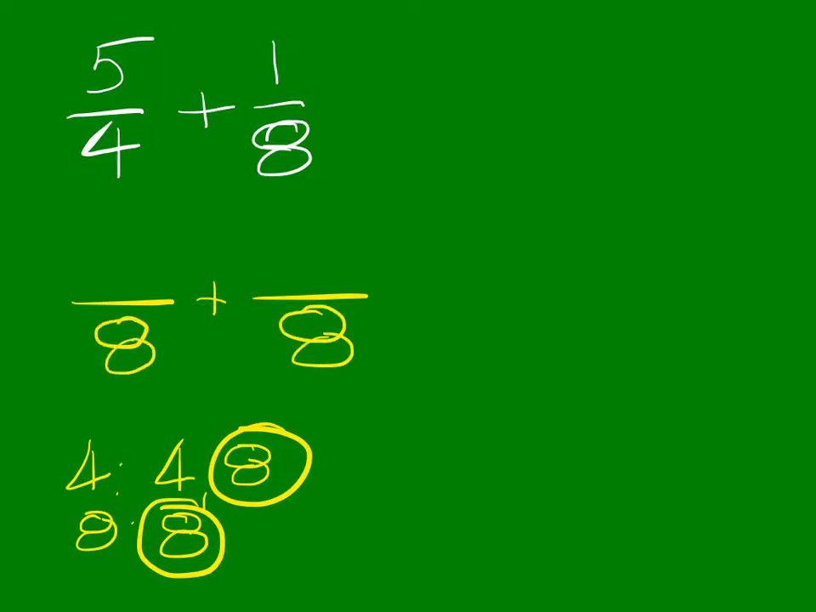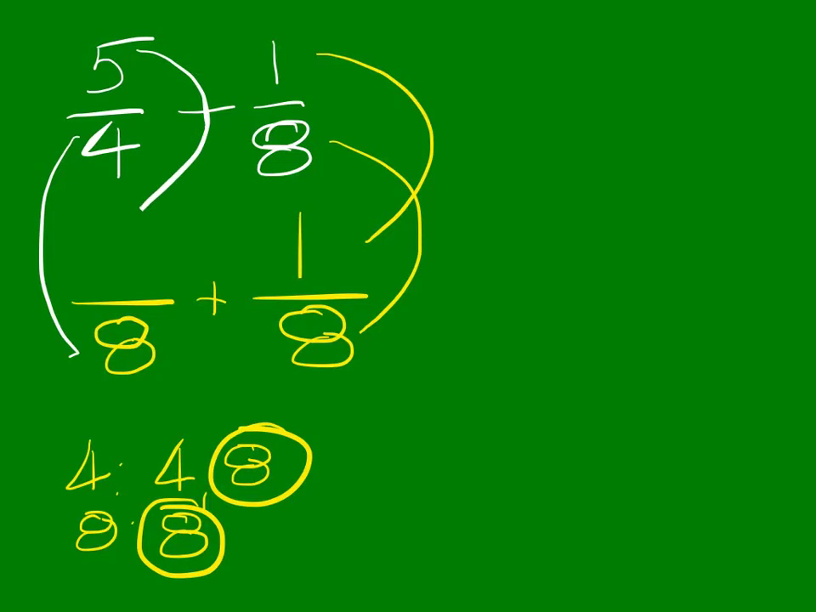Do I have to change anything for this fraction? No, so you just put a 1. But on the other one, what happened? You got to double it, because if you're doubling it to go from 4 to 8, so you double 5 and get 10. So the answer is 11 over 8.